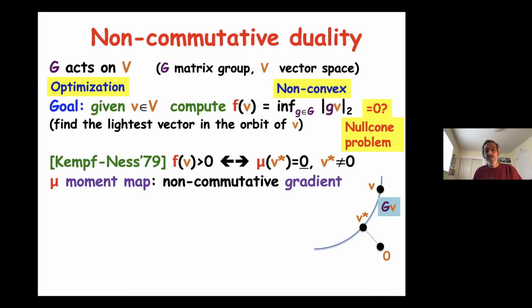What is this moment map? I'm not going to define it, but it's really a natural non-commutative analog of the gradient. Basically, if you do an infinitesimal move to your vector, infinitesimal in the group sense, you act on it by a group element close to the identity. How much does the L2 norm change? That's basically it. So you look at this and you see that, if we want to certify zeroness of the optimization problem, we just have to prove that the moment map is positive.